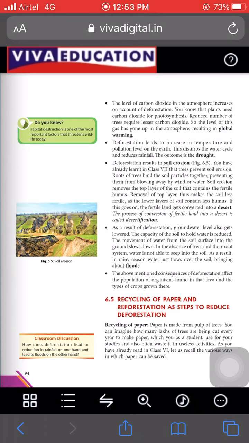Okay, so soil erosion removes the top layer of the soil that contains the fertile humus. Removal of the top layer thus makes the soil less fertile, as the lower layer of soil contains less humus, and that land is converted into desert also. ठीक है, the process of conversion of fertile land into a desert is called desertification. Next is floods.